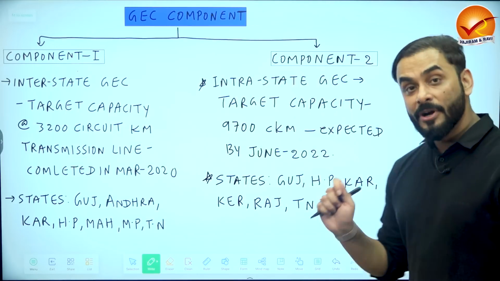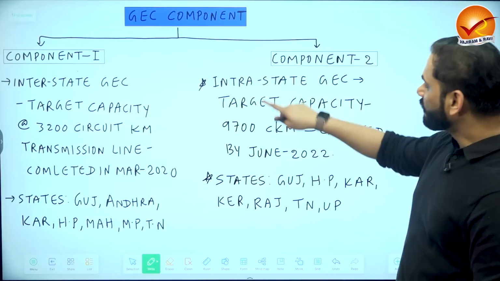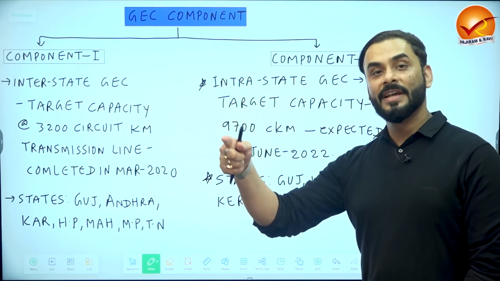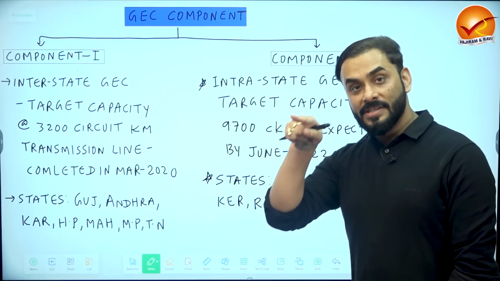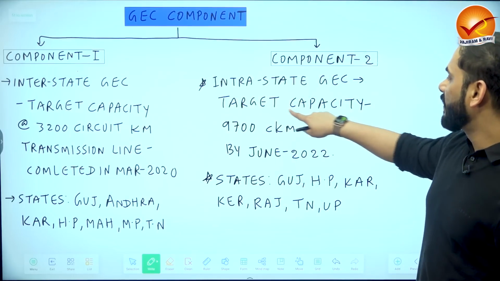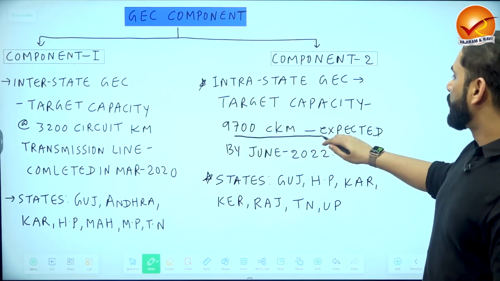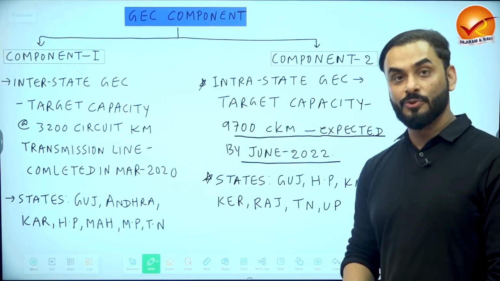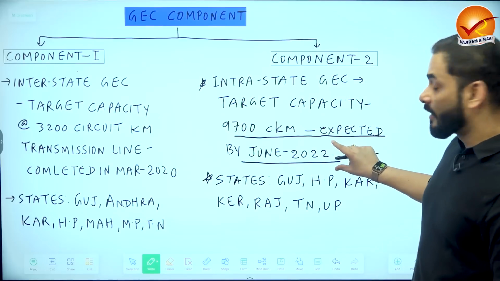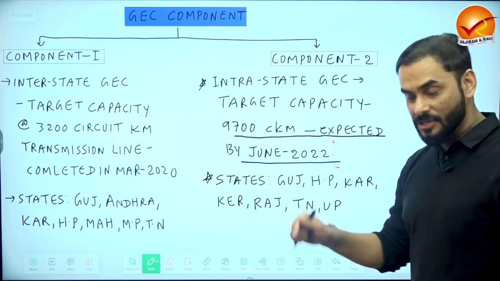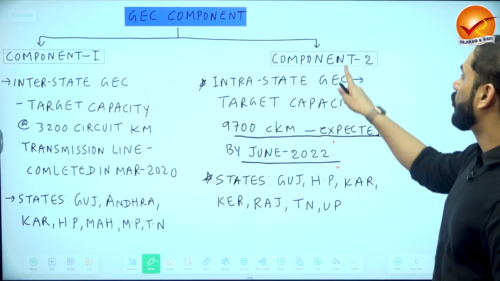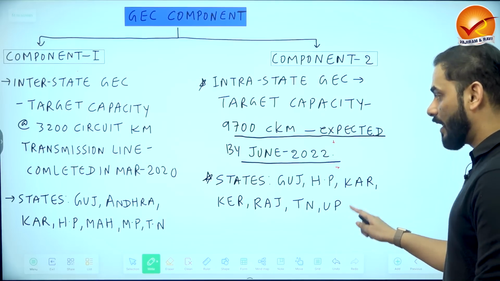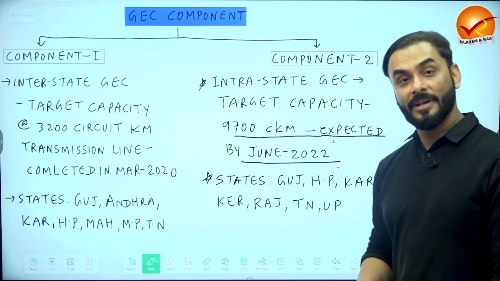Let's look at component number 2 of the green energy corridor. This talks about the intrastate green energy corridor transmission line, which means the transmission line of electricity within the state. All right. What is the target capacity? 9,700 circuit kilometer transmission line, to be completed by June 2022. June 2022 is not far off. So this is the target which the government of India has set. Intrastate means within the state. The states to be covered in component 2 are Gujarat, Himachal Pradesh, Karnataka, Kerala, Rajasthan, Tamil Nadu and UP.